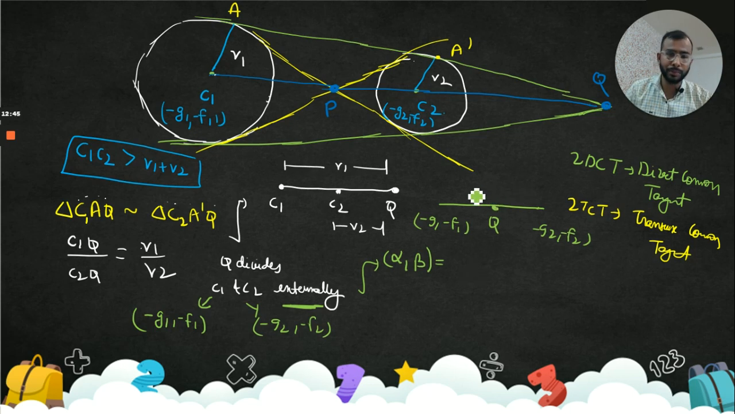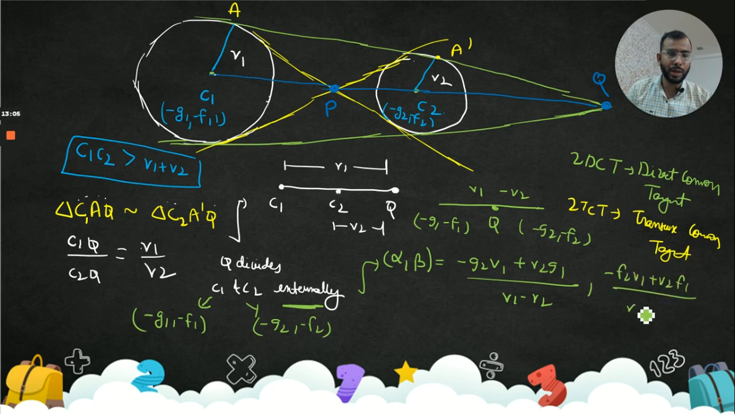Okay, it will be the same thing. R1, let's write this as minus R2. This is just for our better understanding. So cross multiply: minus G2 R1 minus minus plus R2 G1 upon R1 minus R2. Similarly, quickly we can write minus F2 R1 plus R2 F1 upon R1 minus R2. No need to even remember the formulas. The point is one thing.